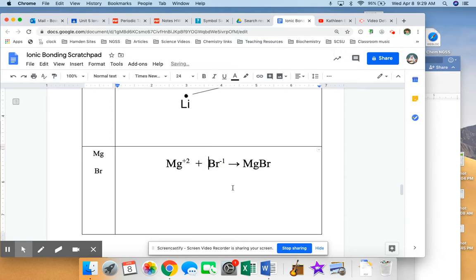So that means that we need 2 Brs for every Mg. +2, we need -2 to balance that out. So MgBr2, remember, these become little numbers in the second part.